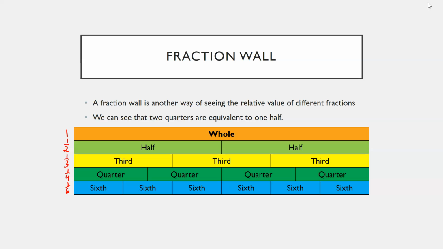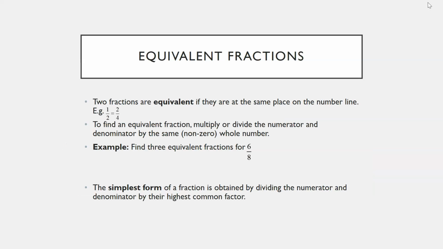You can also see that 2/6 is the same as a third. Or you can see that 2/4 is the same as a half. When we see that two things are the same, like 2/4 is the same as a half, we say that they are equivalent to each other. In general, we say two fractions are equivalent if they're on the same place on the number line, so a half equals 2/4.